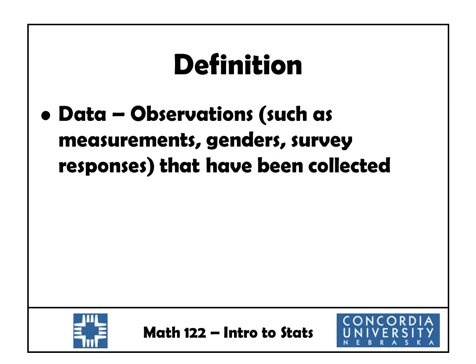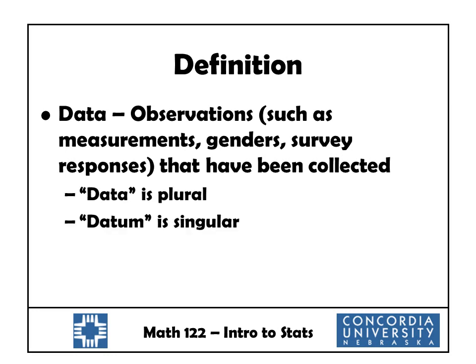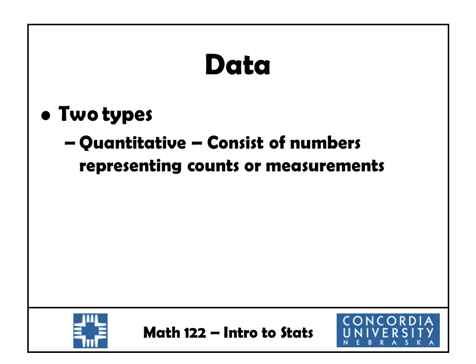So first, a very important definition is data. Data are observations such as measurements, genders, survey responses that have been collected. Notice this does not say that data are simply numbers. They can be numbers, but they can be lists of words like genders. They can be survey responses like letters A, B, C, or D. They can be numbers, but they don't have to be. A little grammar here, the word data is plural and the word datum is singular. Oftentimes we misuse the word data as a singular noun, but it's actually plural.